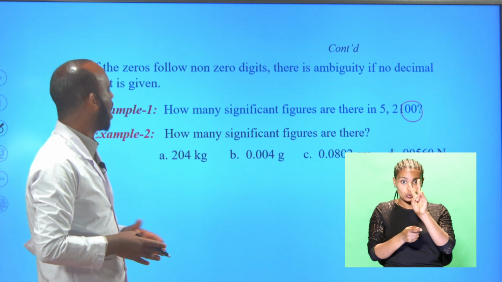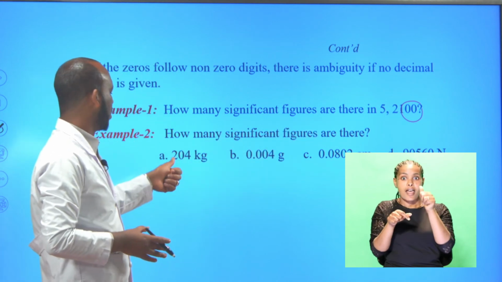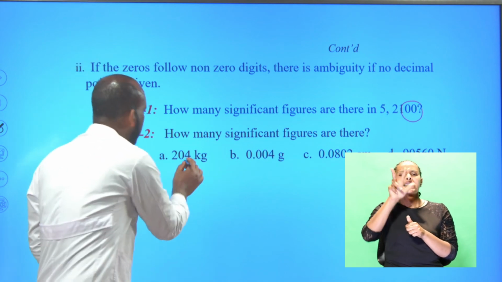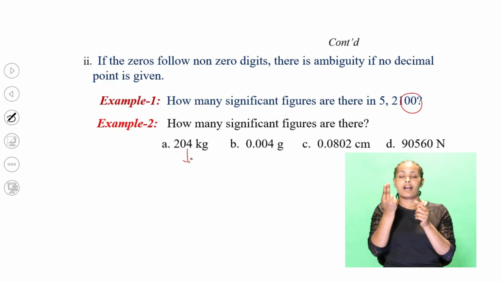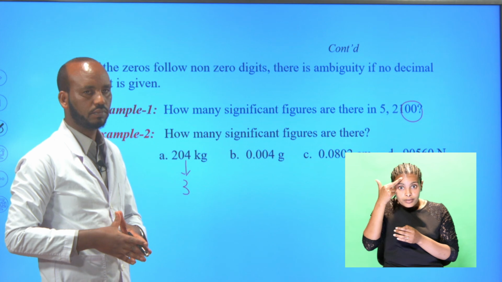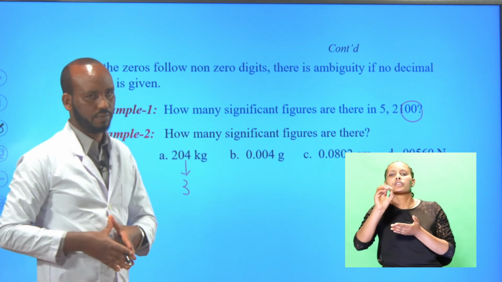Example 2. How many significant figures are there in 204 kg? Three significant figures are there in this number. This 0 is significant because it lies between non-zero digits.